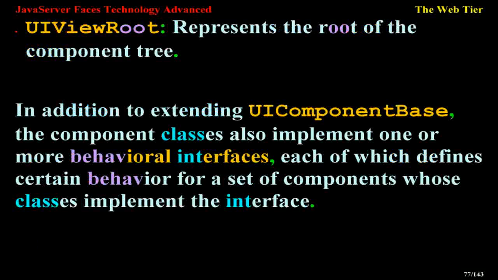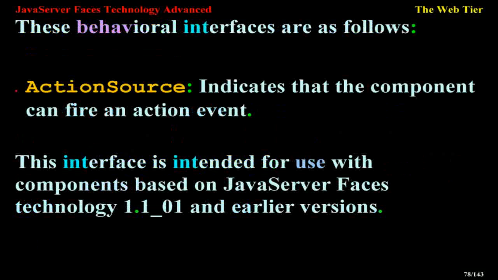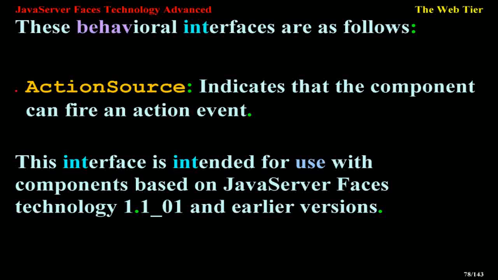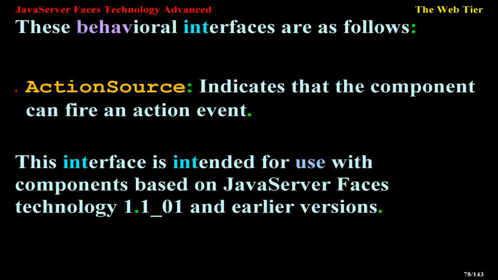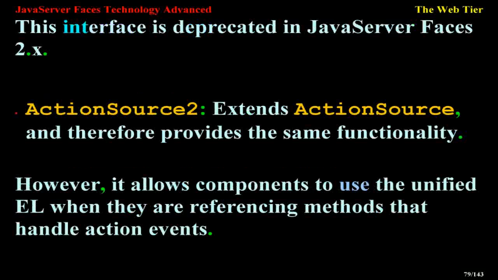In addition to extending UIComponentBase, the component classes also implement one or more behavioral interfaces, each of which defines certain behavior for a set of components whose classes implement the interface. These behavioral interfaces are as follows. ActionSource indicates that the component can fire an action event. This interface is intended for use with components based on JavaServer Faces Technology 1.1.01 and earlier versions. This interface is deprecated in JavaServer Faces 2.x.